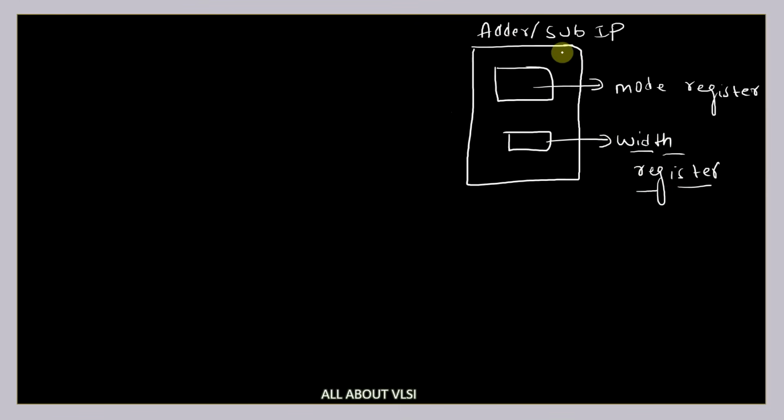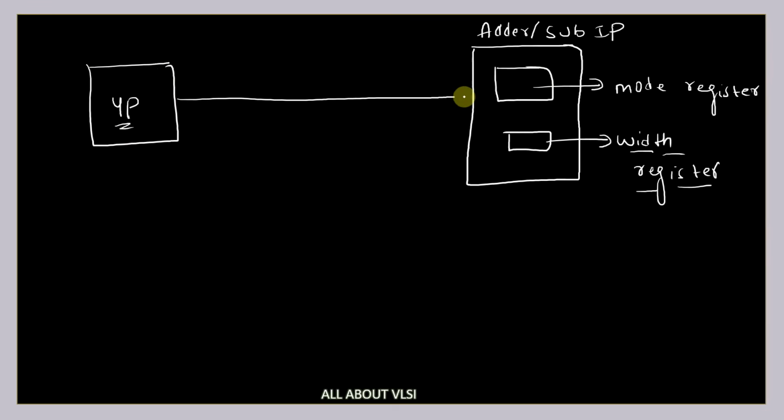Now, inside this adder IP, if we want to integrate this IP, or if we want to establish the communication between this IP and a processor, we need to use some bus protocol like AXI or Wishbone, or you can use AHB. AHB is not used commonly. AXI and Wishbone are used.